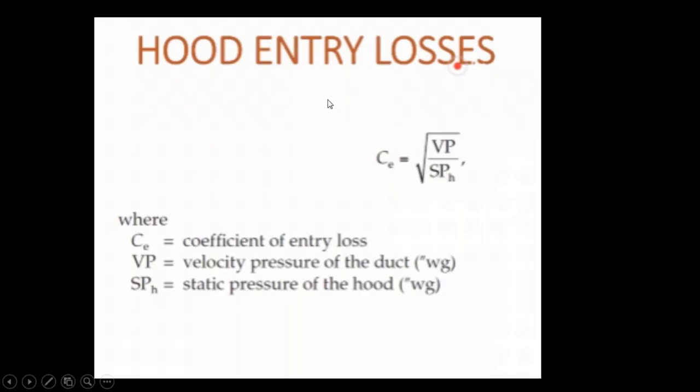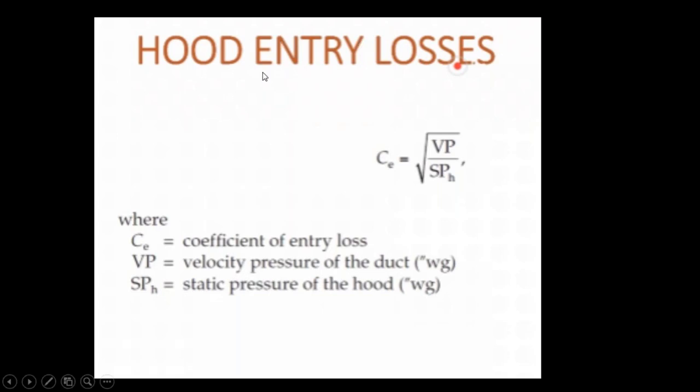Okay, I think this is enough explanation so far about the hoods. If there is any point, if there is any question, we can discuss here about the hoods. Or should we move forward?